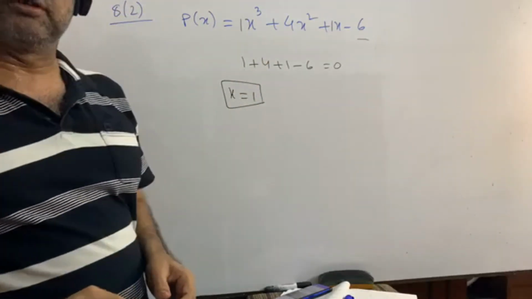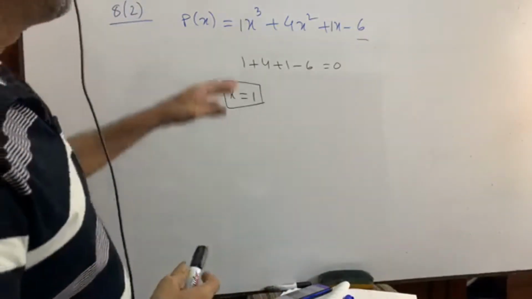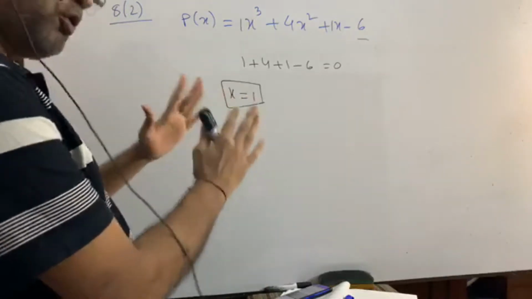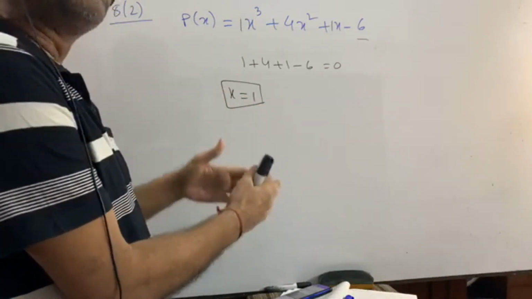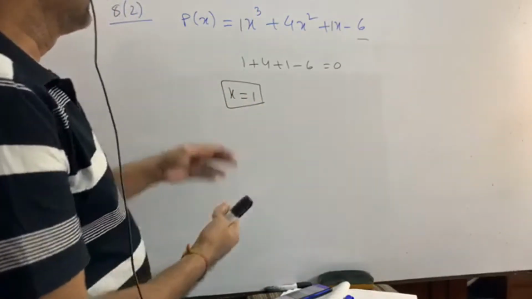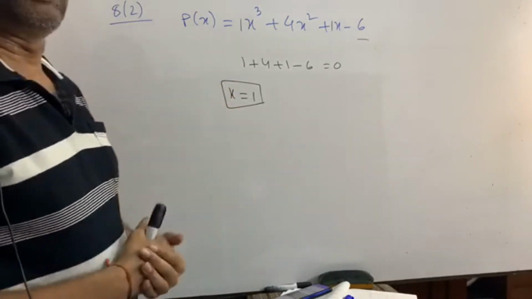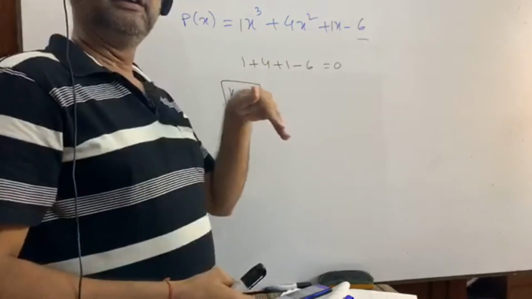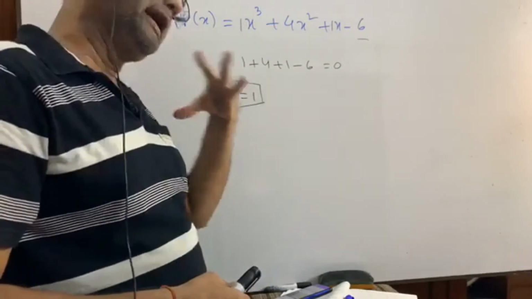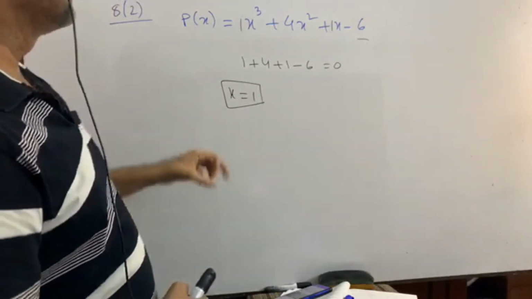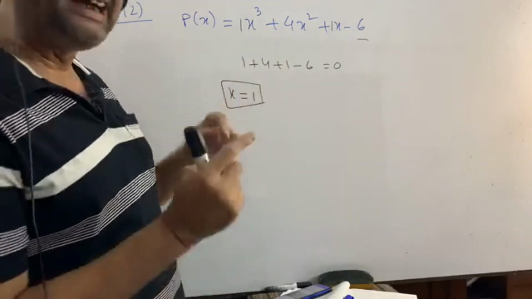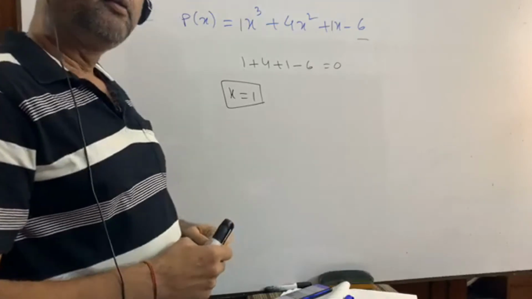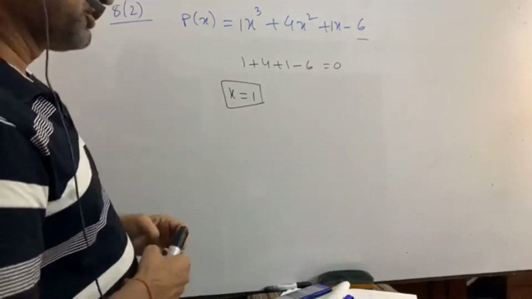It is a universal rule. If the sum of the coefficients including the constant is equal to 0, then the value of x equals 1. So, seeing any polynomial, you can find the root. Yes, 1 is the root. 1 is one of the roots of the polynomial. Polynomial function. You understand?